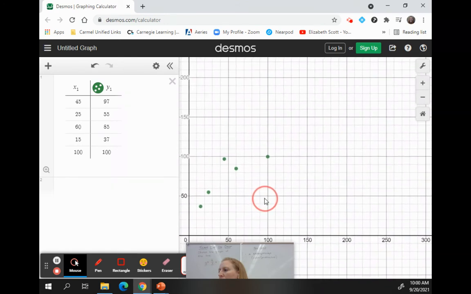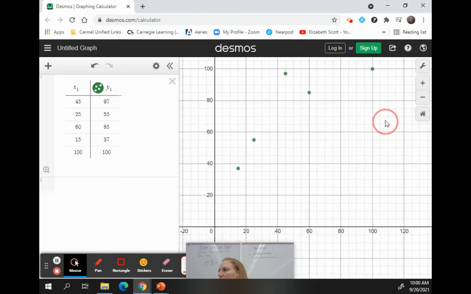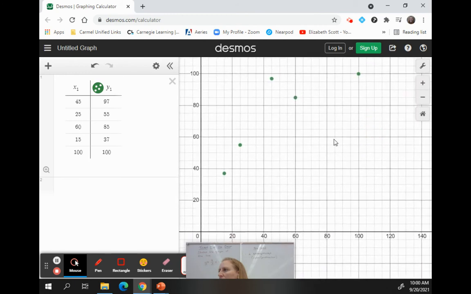And I'm going to scooch it over a little bit so I can see my graph a little better. There we go. And now I can see all 5 of my points. We made that earlier, but now we've made it on our graph. Hooray! Now, Desmos can make the line of best fit.